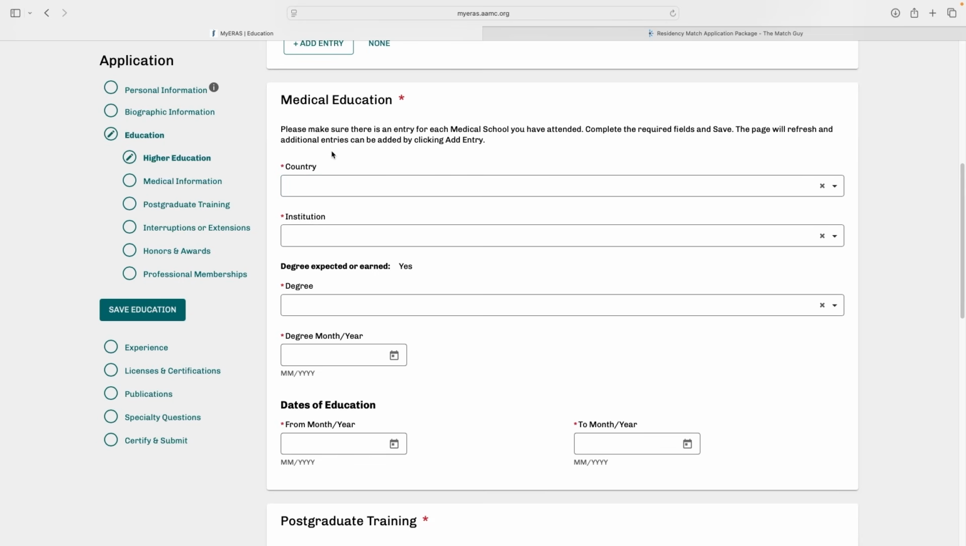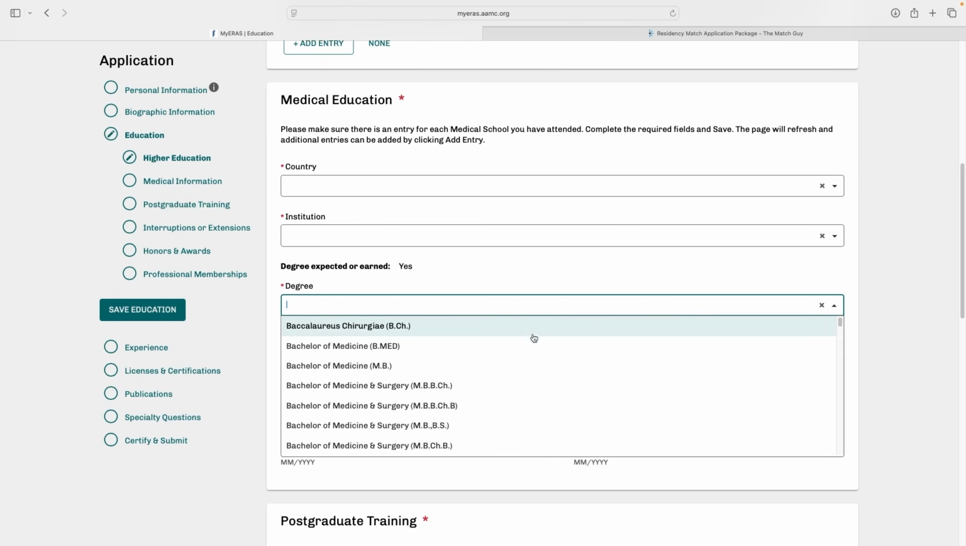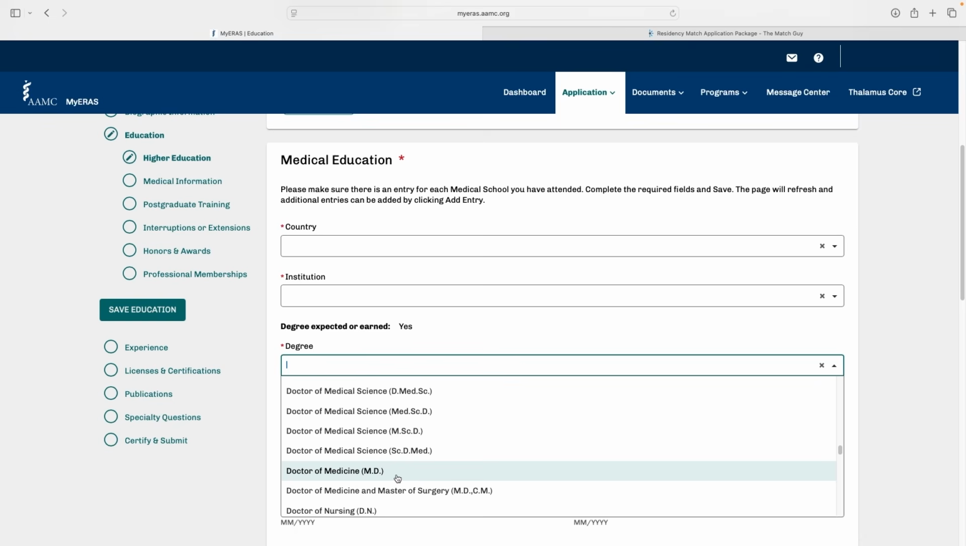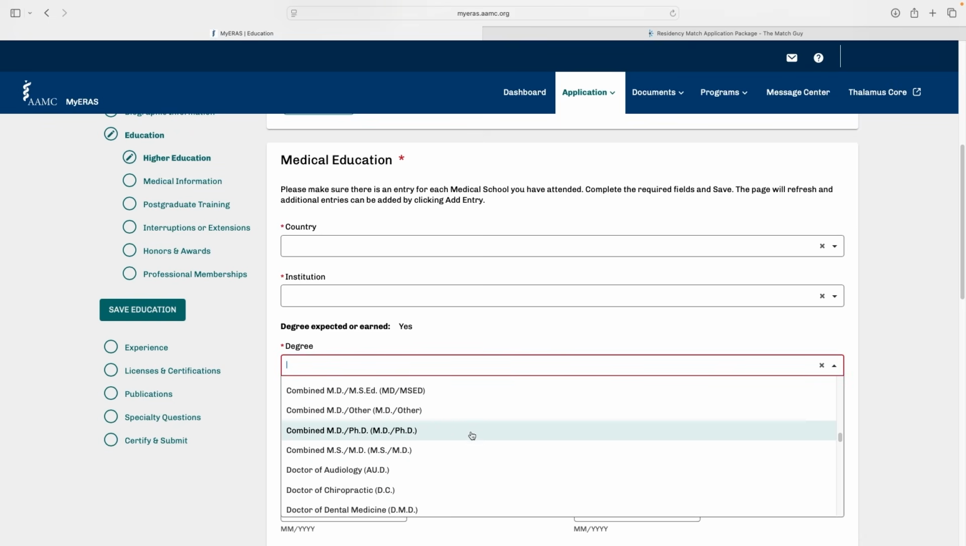We'll start with the country of your medical school. So where did you go to medical school, the country, then the institution name. So let's say I went to Aleppo University Medical School. Then you would have the degree of your medical school, and you can pick from the drop down list. It could be MBBS, it could be MD or DO, or any of the other ones here. You can also see the combined degrees. If you have a combined degree like MD PhD or MS MD, you can pick that here as well.